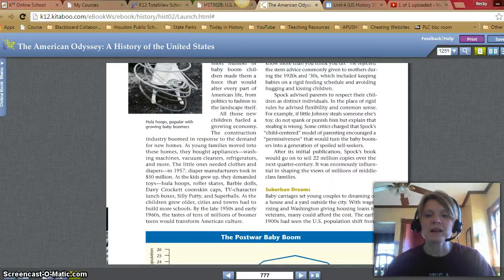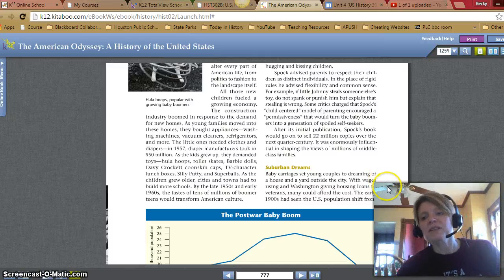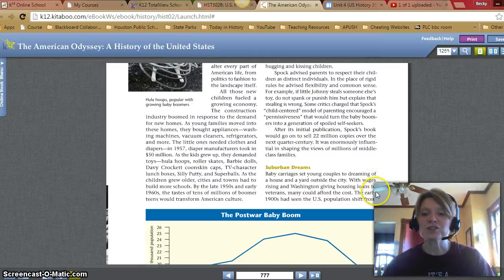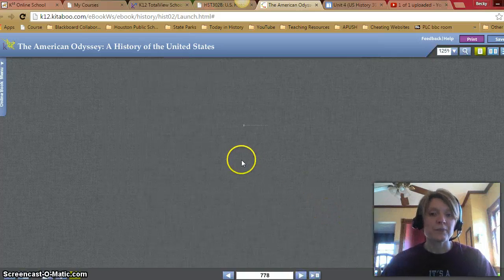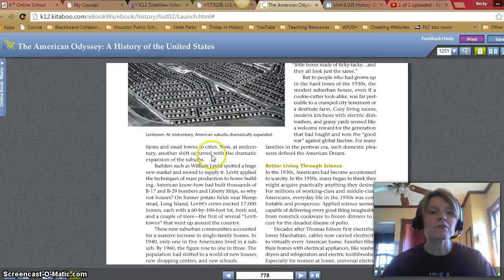Suburban dreams. Baby carriages set young couples to dreaming of a house and a yard outside the city. With wages rising and Washington giving housing loans to veterans, many could afford the cost. The early 1900s had seen the U.S. population shift from farms and small towns to cities. Now at mid-century, another shift occurred with the dramatic expansion of the suburbs.